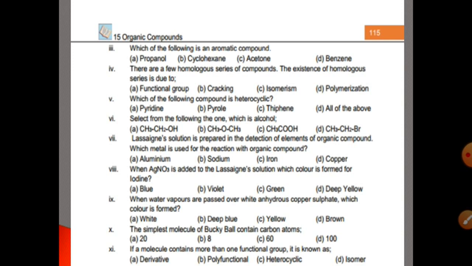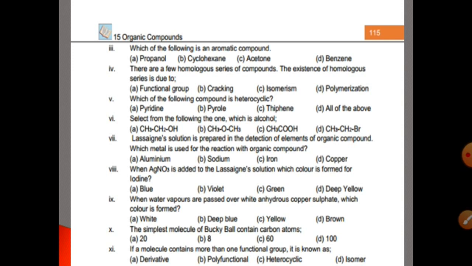Lassaigne solution is prepared in the detection of elements of organic compounds. Which metal is used for the reaction with organic compounds? Sodium metal is used for the preparation of Lassaigne solution. When silver nitrate is added to the Lassaigne solution, which color is formed for the iodine? Deep yellow color is formed when the sodium iodide reacts with silver nitrate.